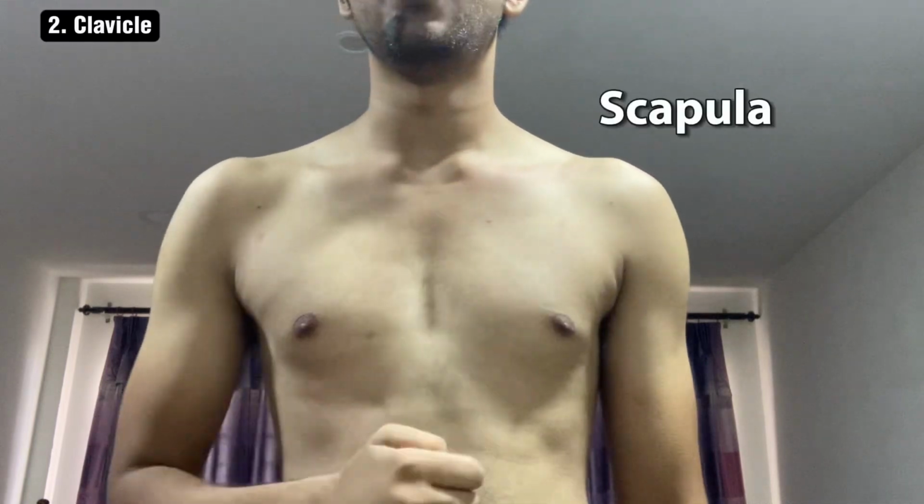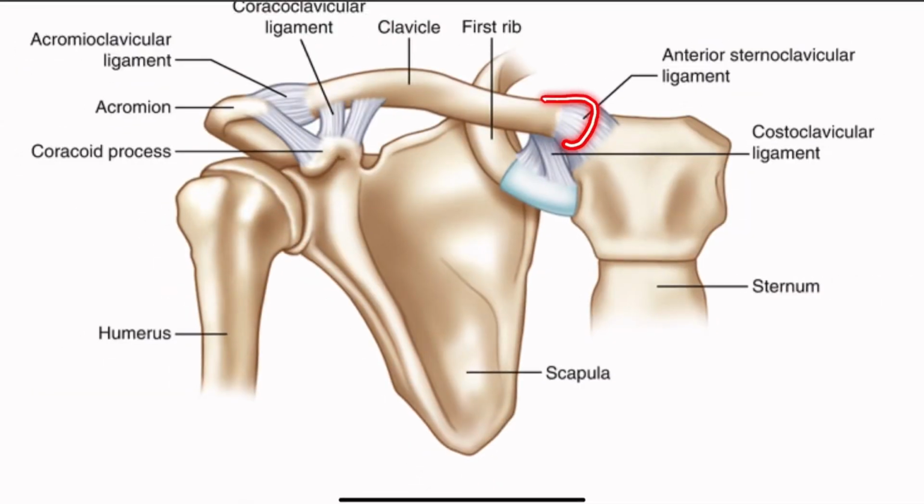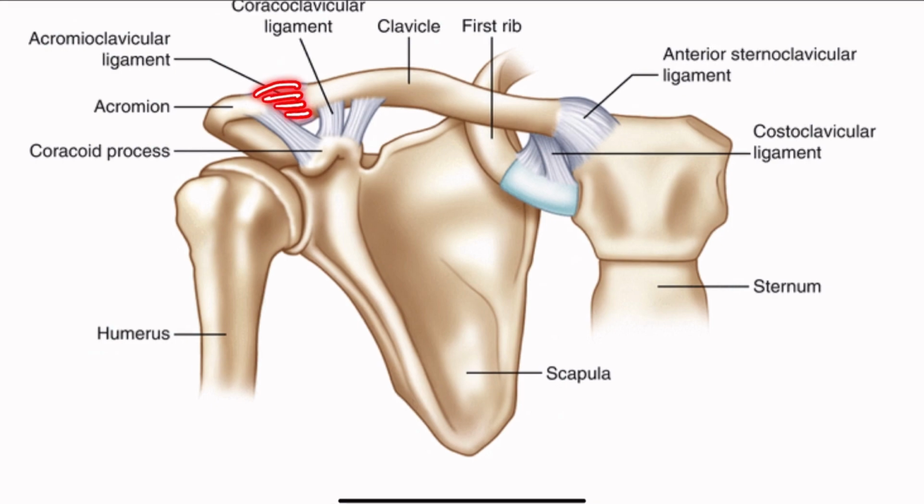The medial end of the clavicle articulates with the manubrium sterni of the sternum at the sternoclavicular joint with the help of the sternoclavicular ligament, and the lateral end of the clavicle articulates with the acromion process of the scapula at the acromioclavicular joint with the help of the acromioclavicular ligament.